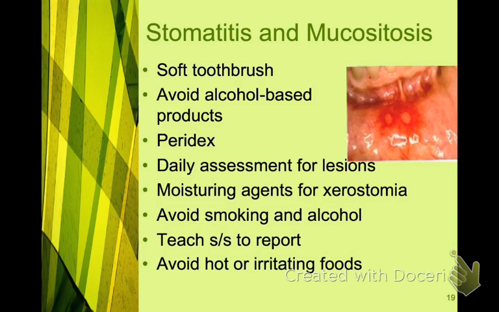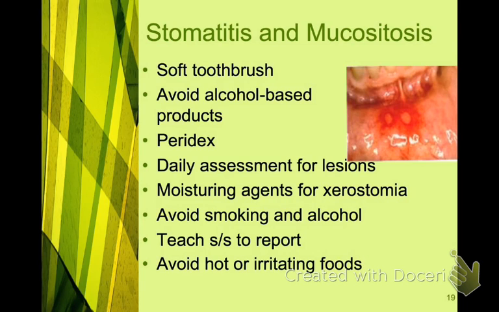Some of the side effects of chemo are stomatitis and mucositis. So the same thing: soft toothbrush, avoid alcohol-based products because alcohol dries things out. It can lead to sores. Peridex is just a type of swish that's not alcohol-based that sometimes they'll use. I think it's got some peroxide in it, but it's to prevent infection in the mouth.